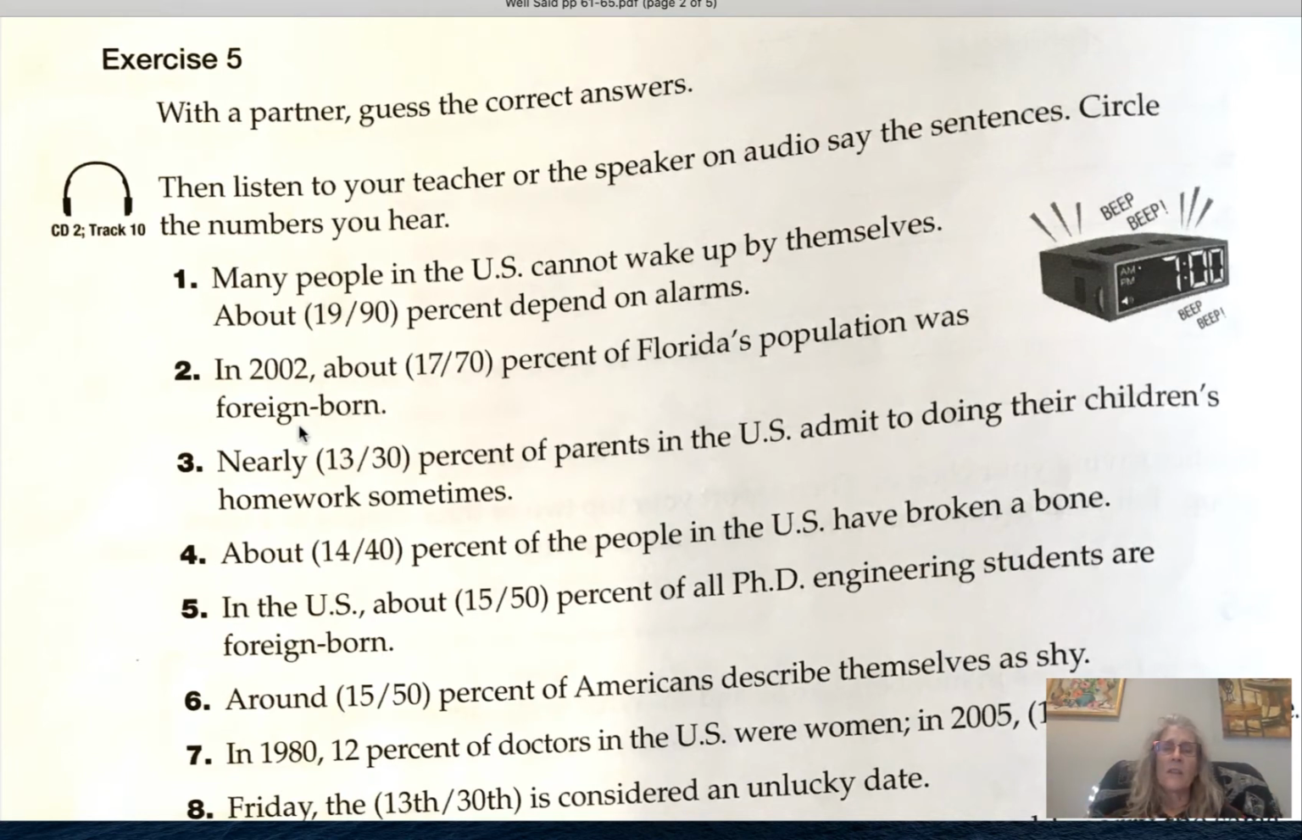But your job is when you get there, there's going to be a drop down button and it's going to either be 19 or 90, the number. So you're going to just select which number you hear. So that's not a bad assignment.